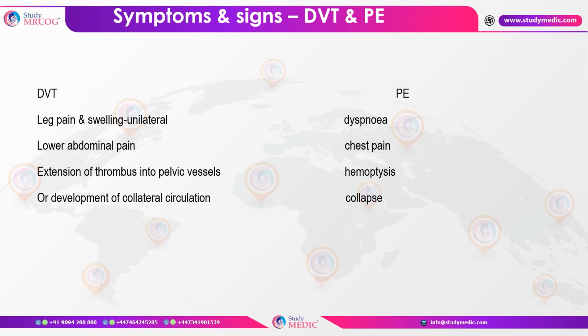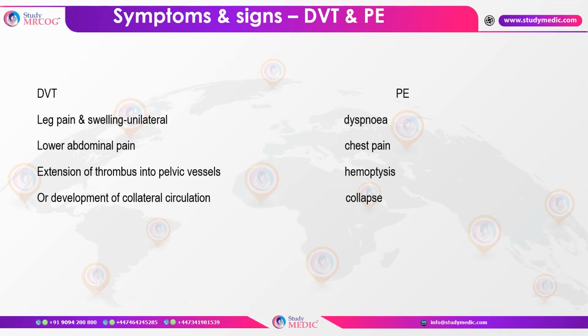So that was all about thromboembolism. Now coming to acute thrombosis. So you can have either a deep vein thrombosis or a pulmonary embolism in pregnancy. What are the signs and symptoms of deep vein thrombosis? The lady can come to you with leg pain and swelling in the lower limb. It is usually unilateral. She can have lower abdominal pain if the thrombosis extends to the pelvic vessels, or there could also be development of collateral circulation.